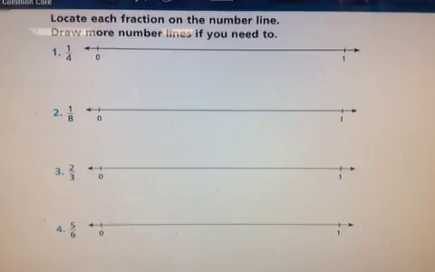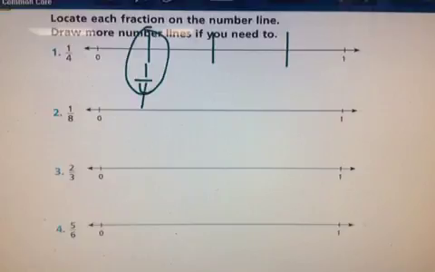Alright, so now we would do the same thing here. We would locate each fraction on the number line. So we would split it into fourths first. We split it in half, and then split those sections in half. Now we have 4. Which one is 1/4? It's the first one. 1/4. So again, if I was trying to run a mile, and I said he's only run 1/4 of a mile, that means he's started here and he's gone to here. That is 1/4 of the 1 mile he's trying to run.